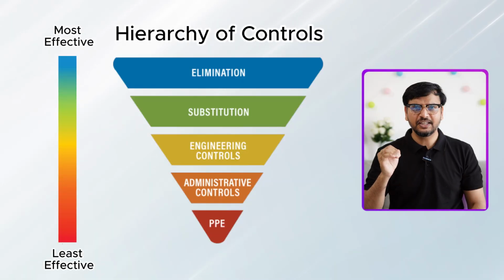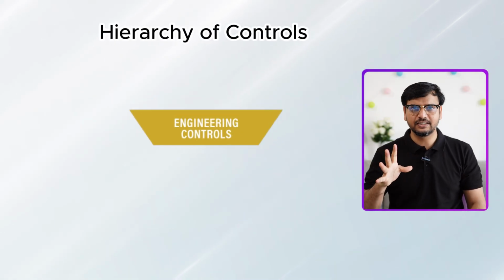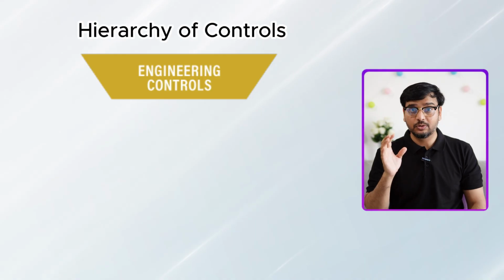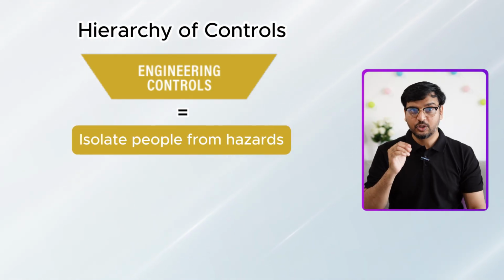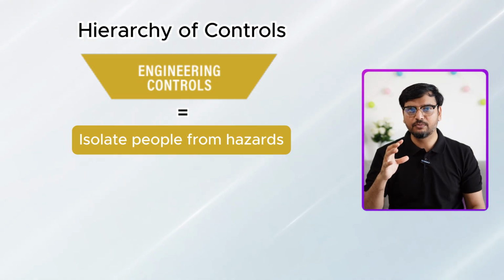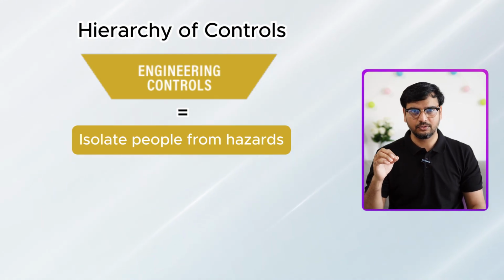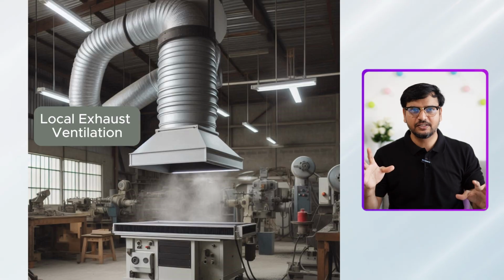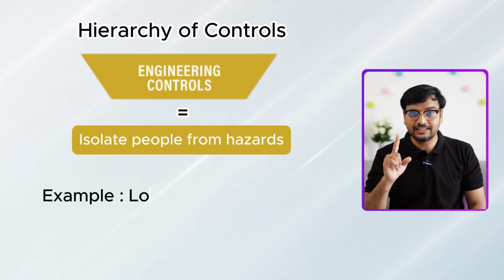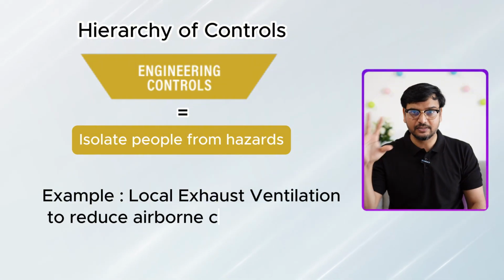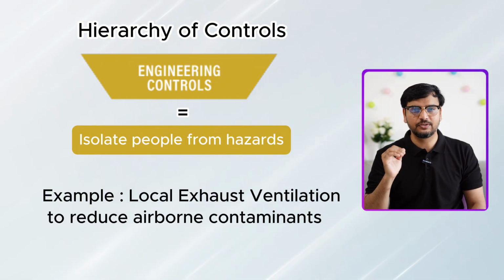Now let's move to the next level of the hierarchy of control, engineering controls. Engineering controls involve making physical changes to the workplace to isolate people from the hazard. These controls do not rely on human behavior and are often more effective than administrative controls. For example, a company installed a ventilation system to reduce airborne contaminants. This engineering control effectively minimizes the workers' exposure to harmful substances.